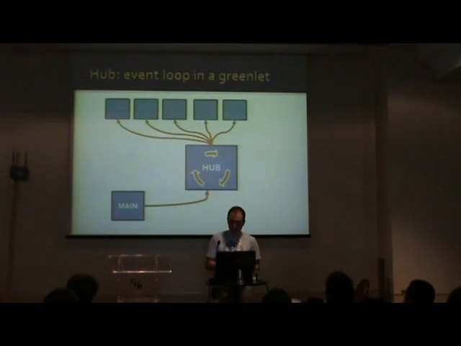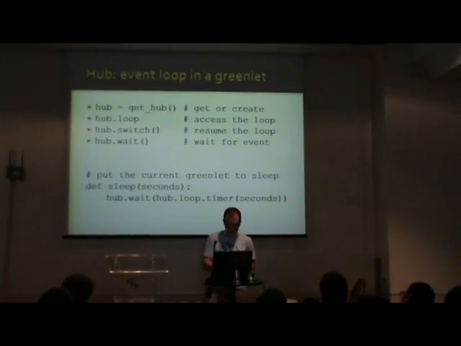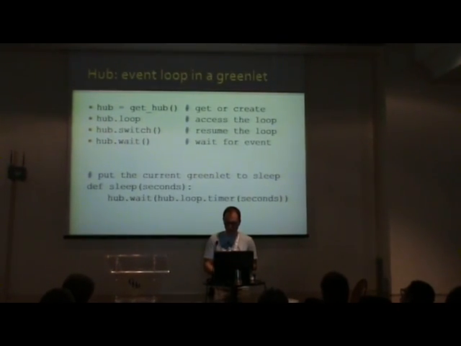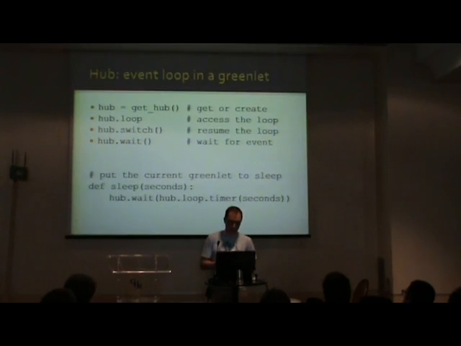So these non-blocking frameworks take control of your thread. With Greenlet, you can take control back. What you do is you run the event loop in a special dedicated greenlet. It's called hub. It's created lazily by the initial greenlet. When you first use a Gevent API, it creates the hub and initializes the event loop on it. Hub is a greenlet, so you can switch to it.